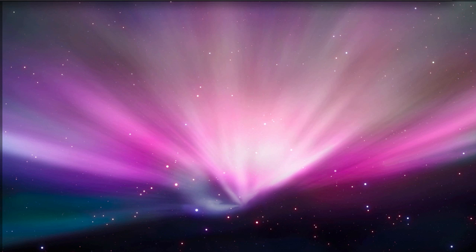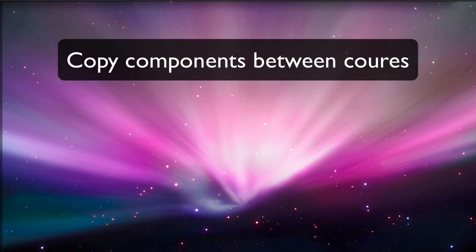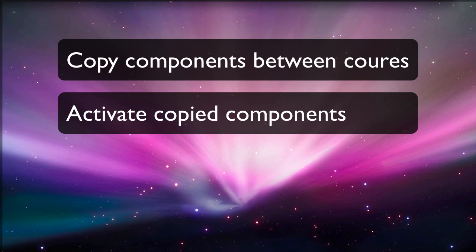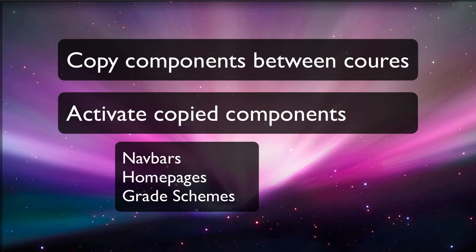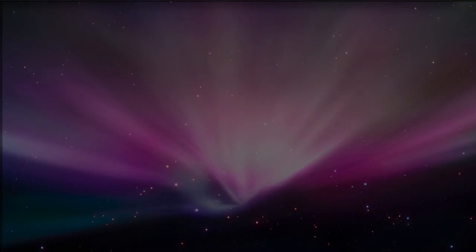So in quick summary, what we've learned is how to transfer components between courses, and how to activate components that don't automatically show up, such as navigation bars, home pages, and grade schemes. This concludes this tutorial. Remember that once you're done setting up your course, you need to activate it before students can see it.